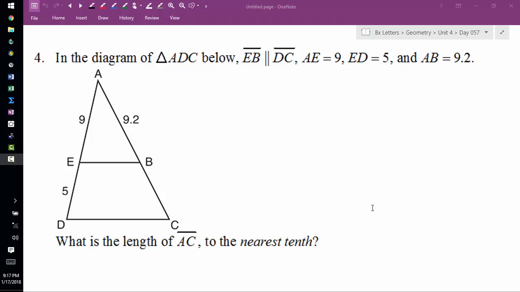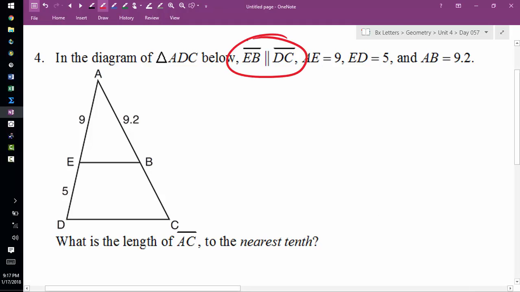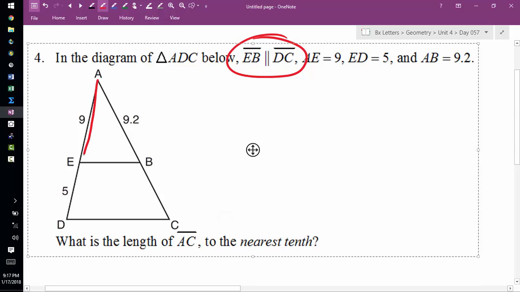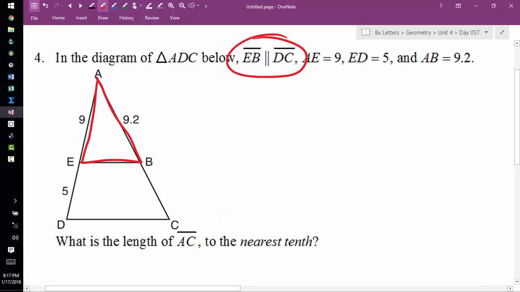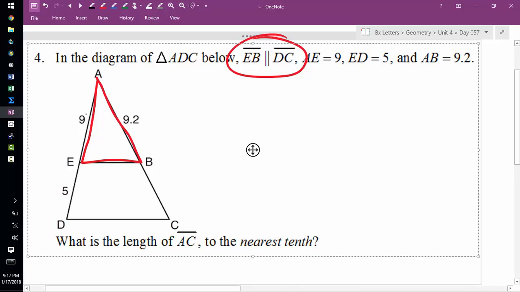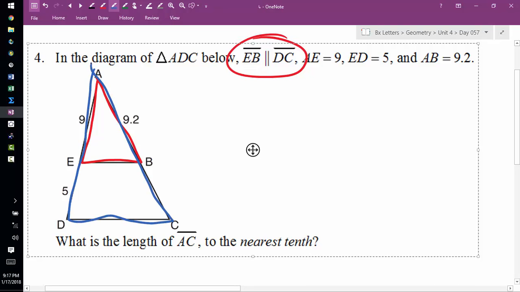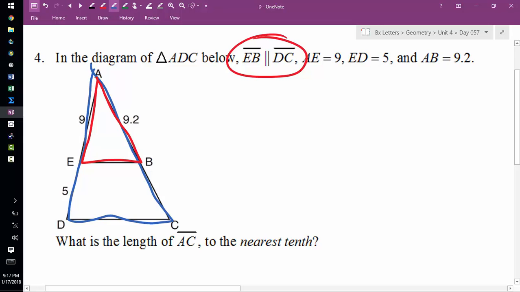Problem 4, it's another one of those overlapping similar triangles. That should just be a reflex at this point. And they're definitely going to ask me to find something. They're going to tell me some information which I already see in the picture. This side here is 9. They tell me this piece of a triangle is 5.